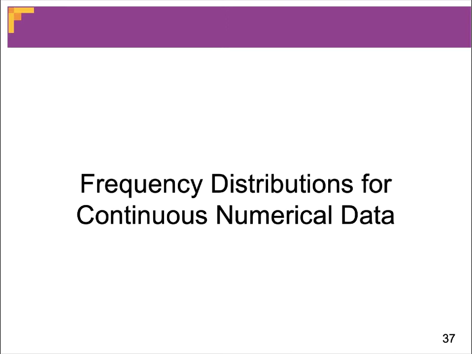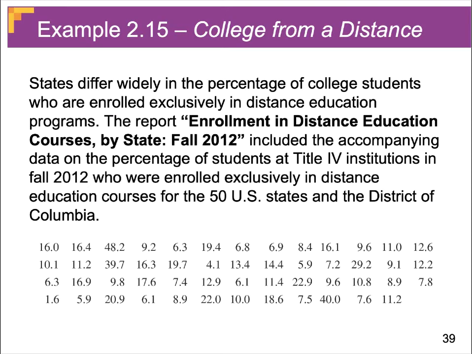So if we were looking at this example, where we are looking at the enrollment in distance education courses by state from fall 2012, looking at each of the 50 states and the District of Columbia, what percentage of students at Title IV institutions were enrolled exclusively in distance education. You notice here that we have lots of different values. We have these decimal values. We would not plot each individual value on that number line. So instead, we're going to create intervals.